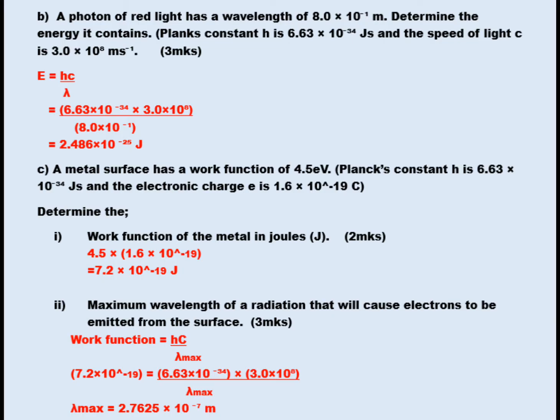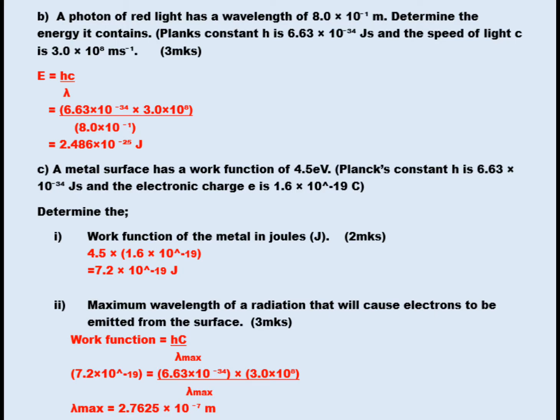A metal surface has a work function of 4.5 electron volt. Planck's constant h is 6.63 times 10 raised to negative 34 joule second, and the electronic charge e is 1.6 times 10 raised to negative 19 coulomb. Determine the work function of the metal in joules, converting electron volt to joules.